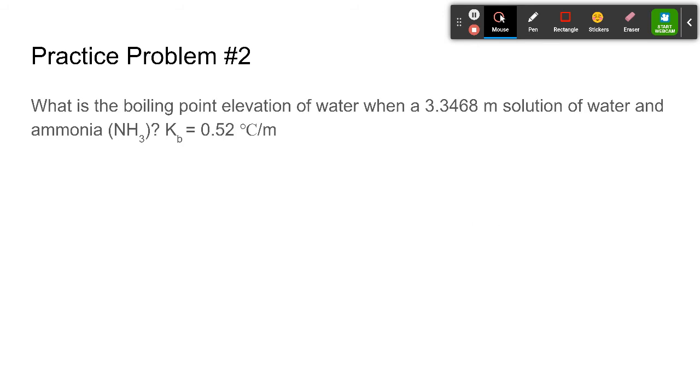Our question here is, what is the boiling point elevation of water when a 3.3468 molality solution of water and ammonia? That's kind of horrible grammar, but we're going to roll with it. I've given you the chemical equation of ammonia. I've given you the Kb, and I'm asking you what the boiling point elevation of water is going to be with these. So I'll give you a couple minutes to solve that, put your answer in the Edpuzzle, and then we'll work through it together.